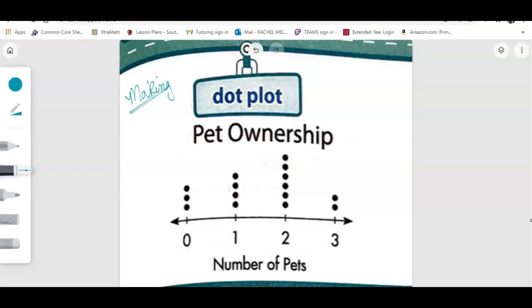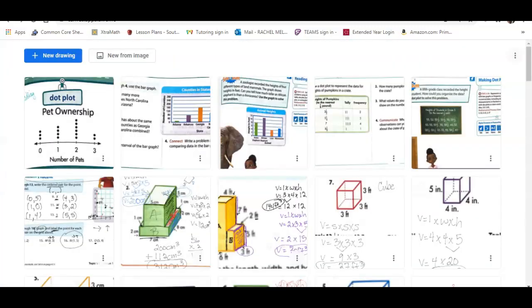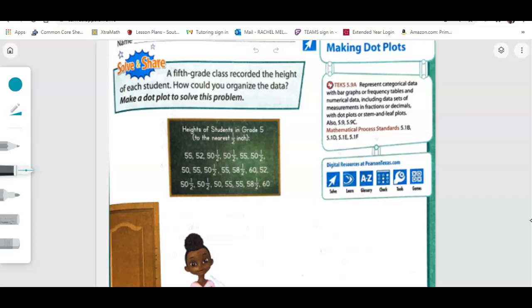So today we're going to continue on with our dot plots, but today we're going to make them, okay? So instead of seeing a dot plot, we're going to have all of the data kind of in an unorganized mess, really. And then we take that data and we put it into the dot plot. So our first question we're going to look at is this one.